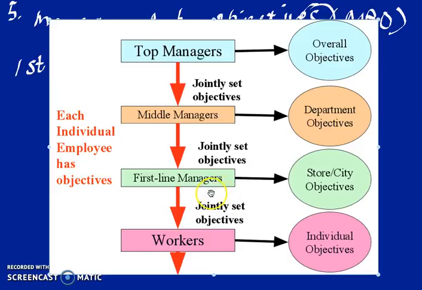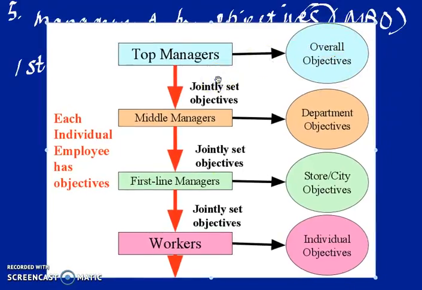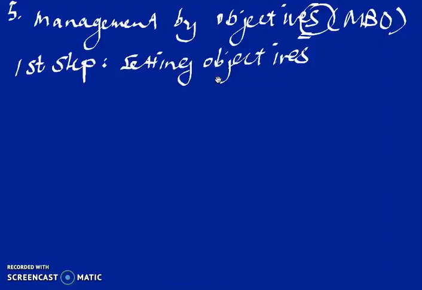And then finally, these first line managers will discuss these regional goals with individual employees, and each worker will then set his or her individual objectives after discussing with their immediate supervisors. So this is to ensure all objectives are aligned and are consistent with the overall organizational goals. And that's it for step 1. Let me remove it. Okay, so what about step 2?